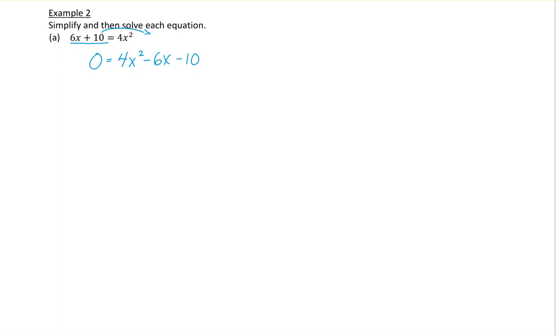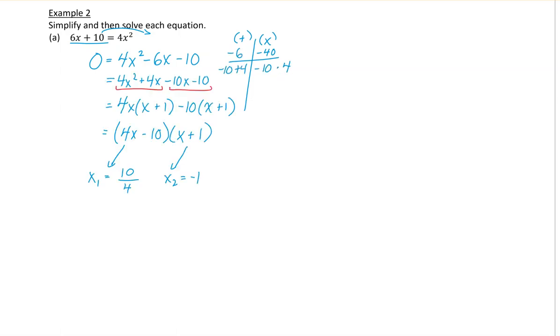We've rearranged so that we have one side of the equation equal to 0, and now what we need to do is solve or factor this. So we're looking at values that multiply to negative 40 and add to negative 6. If you factor that equation and use the factors of negative 10 and 4, the result is that x1 is equal to 10 over 4, x2 is equal to negative 1. So if you were to simplify and solve that equation, your two solutions are 10 over 4 and negative 1. That one had just a simple rearrange step.